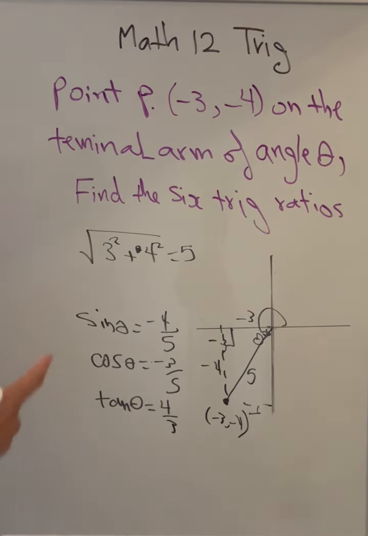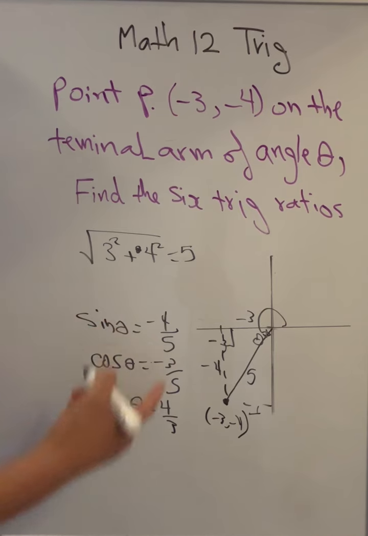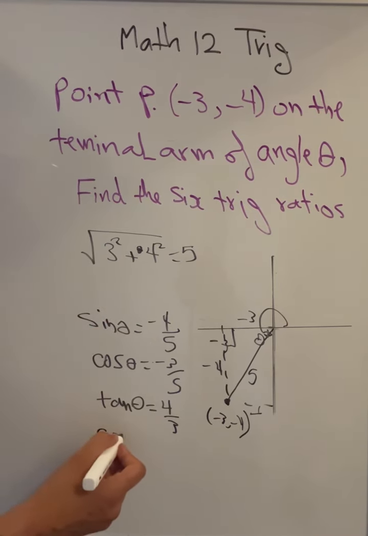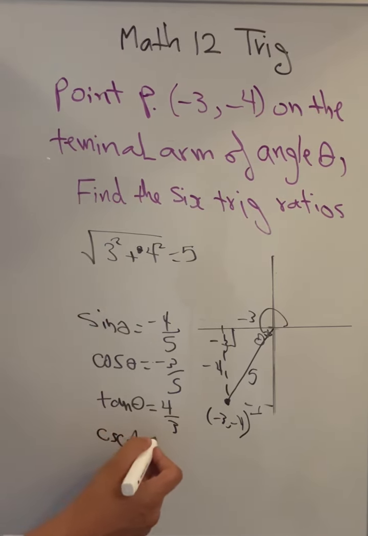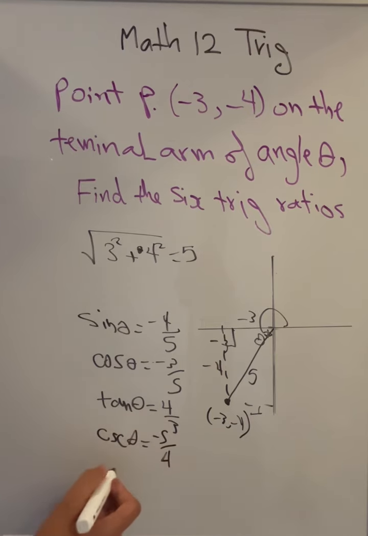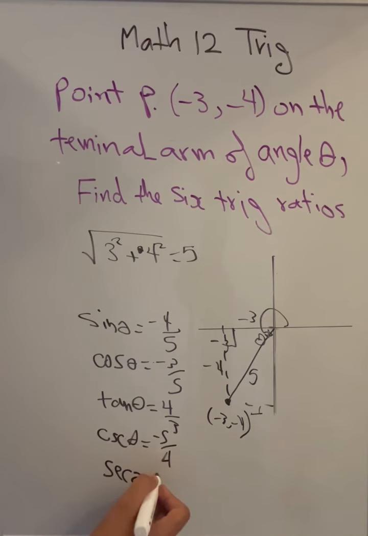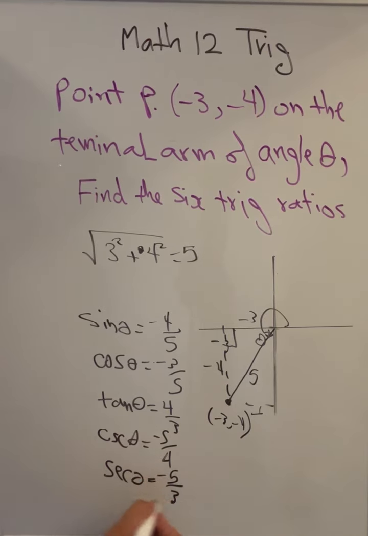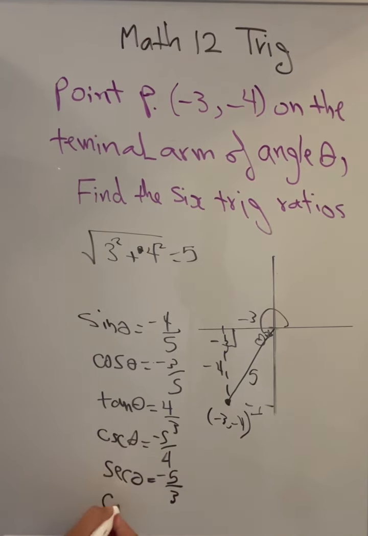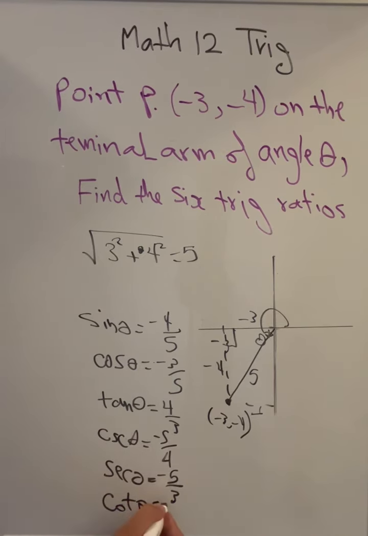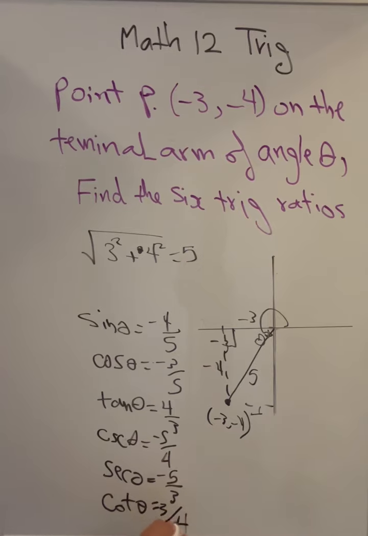Now, the cosecant, secant, and cotangent, you just reciprocate all these numbers. So cosecant theta equals negative 5 over 4. Secant theta equals negative 5 over 3. And cotangent theta equals 3 over 4. And that's done.